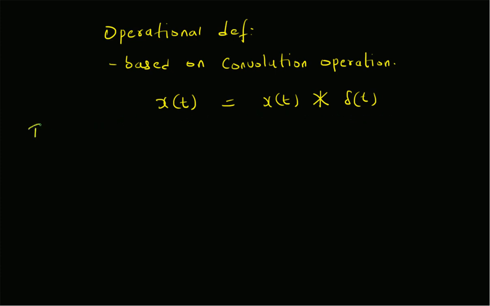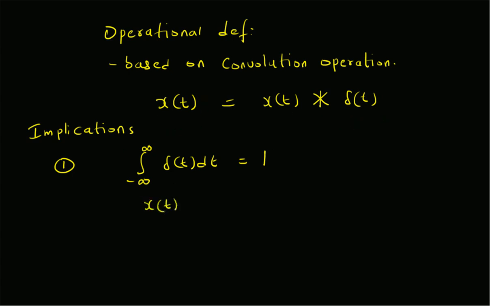The first implication is that we arrive at one of the properties of the impulse signal. That is, the area under the impulse signal is equal to 1. How do we know this? We can derive it from the operational definition. Let us write the definition again: x of t is equal to the integral from minus infinity to plus infinity of delta of tau x of t minus tau d tau. That is the definition of the convolution operation.